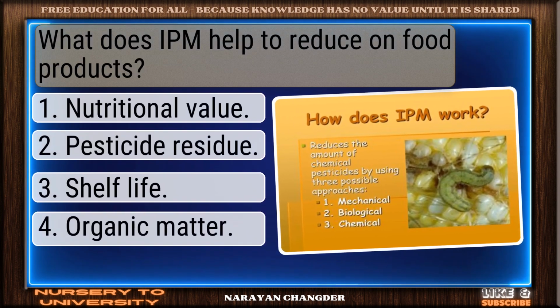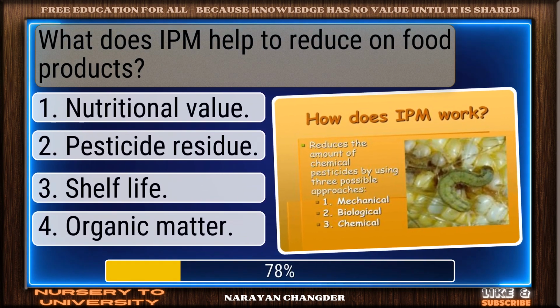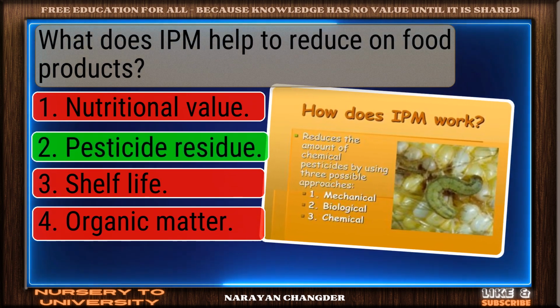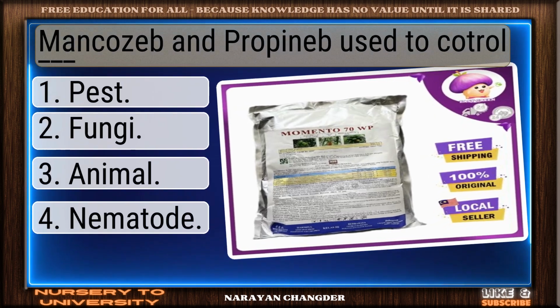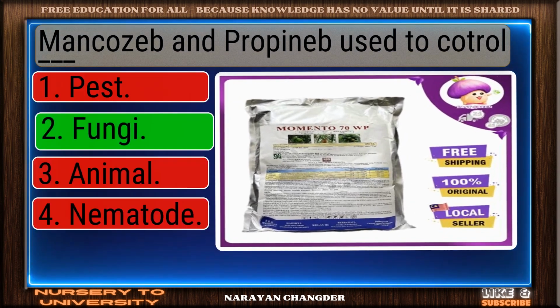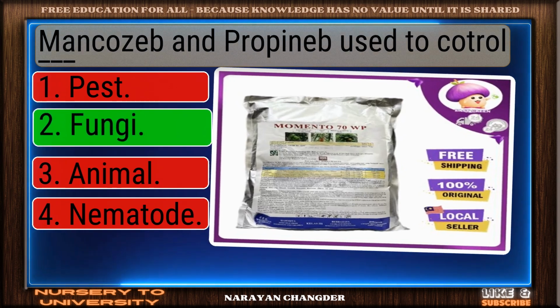What does EPM help to reduce on food products? Well done. Pesticide residue is the right choice. Mancozeb and propanib are used to control dash. Sharp thinking. Fungi is the right choice.